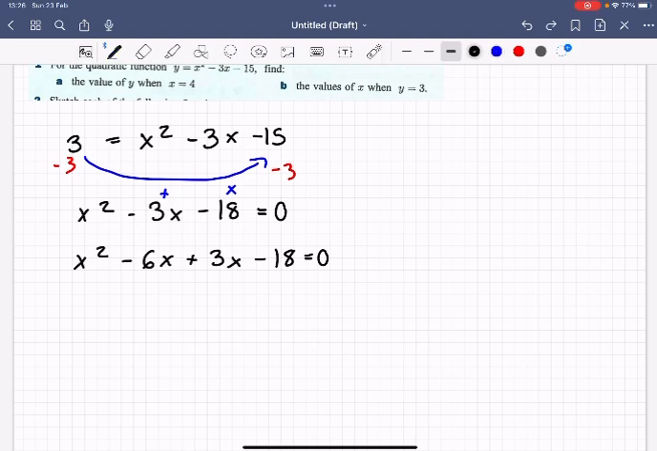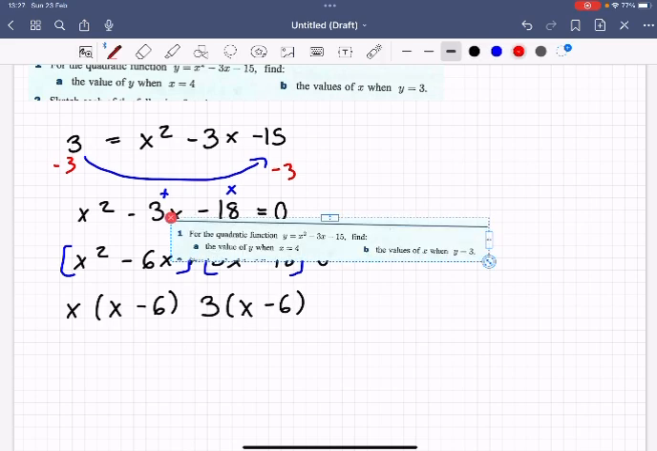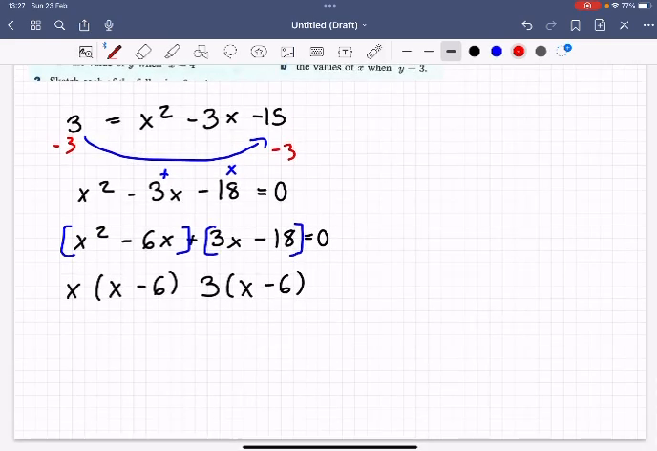And then we're going to factorize. We're going to factorize not the whole thing, but this and this. So what's the common factor between x squared and minus 6x? X, right? So x is going to be outside our brackets, and then it's going to be x minus 6. Great. And then here, the common factor is going to be 3. So 3, and then x minus 6. In case you didn't notice, these brackets are the same. They're equal.